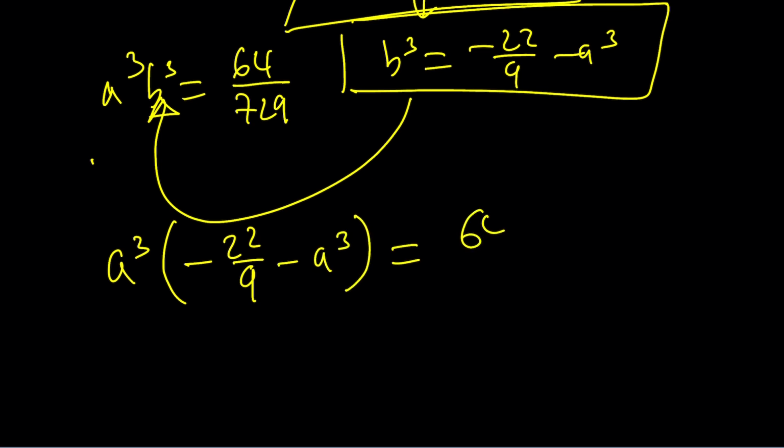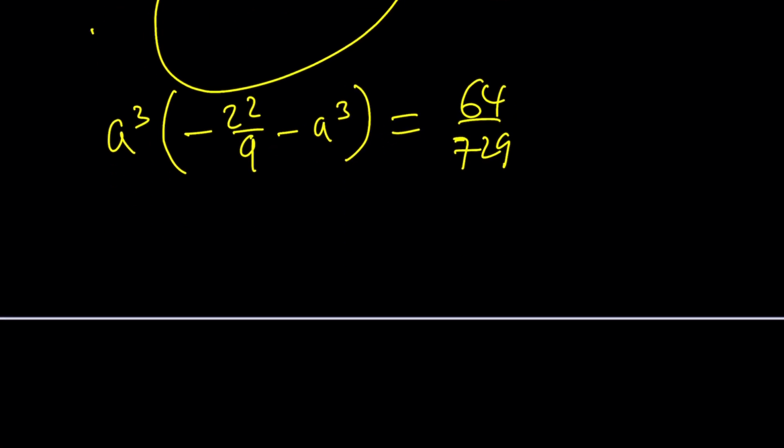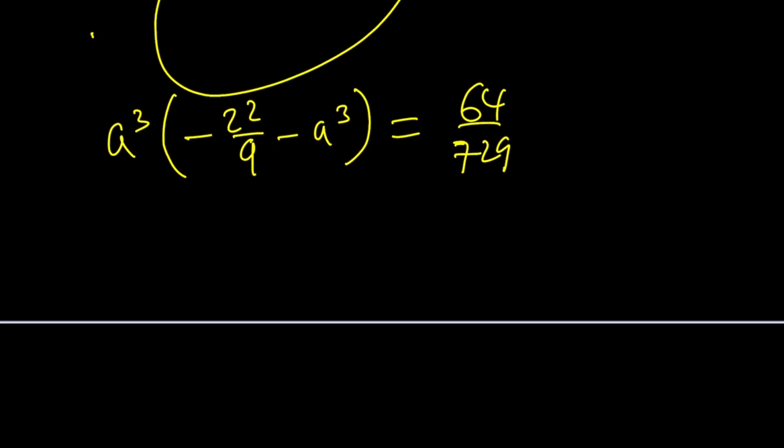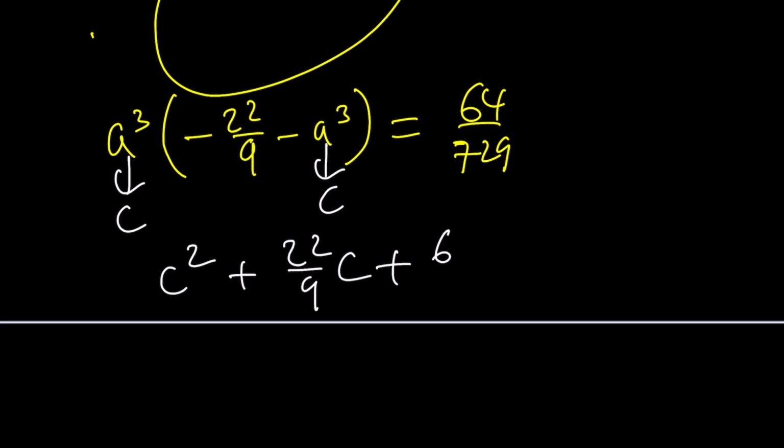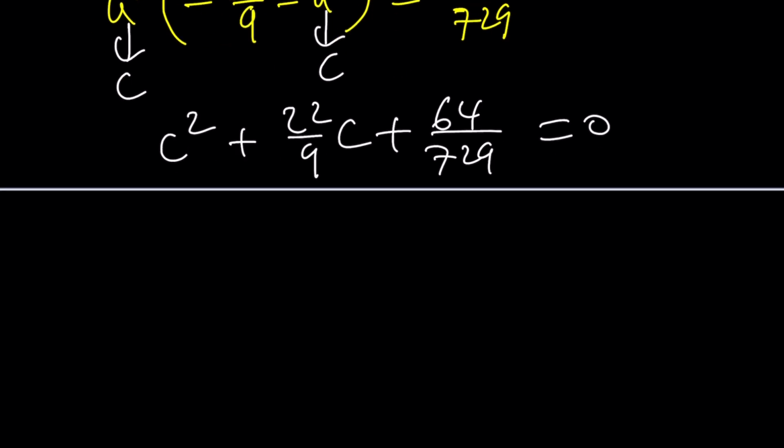And now we're going to make one more substitution, which is calling a cubed something, because we're going to get an a cubed to the sixth. Let's call this c. So now we get c squared. Put everything on the right-hand side: c squared plus 22/9 c plus 64/729 equals 0. And ta-da! This is a quadratic equation, like I told you earlier, right? And then from here, you can hopefully find the values of c.